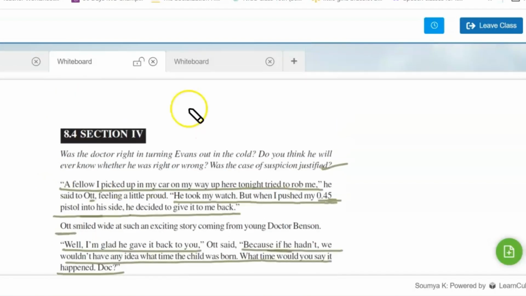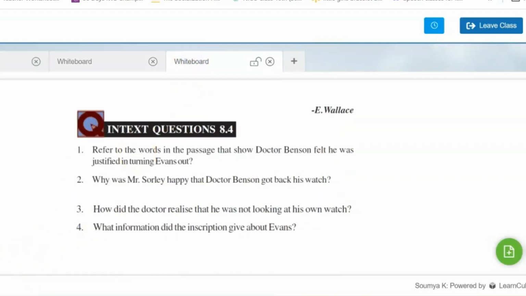Now let's go to the in-text questions. So in-text question 8.4. First one is, refer to the words in the passage that show Dr. Benson felt he was justified in turning Evans out. So the doctor felt that Evans had stolen his watch, and he threatens him and pushes him out of his car. So what words in the passage show that he thinks he is justified in doing this act?